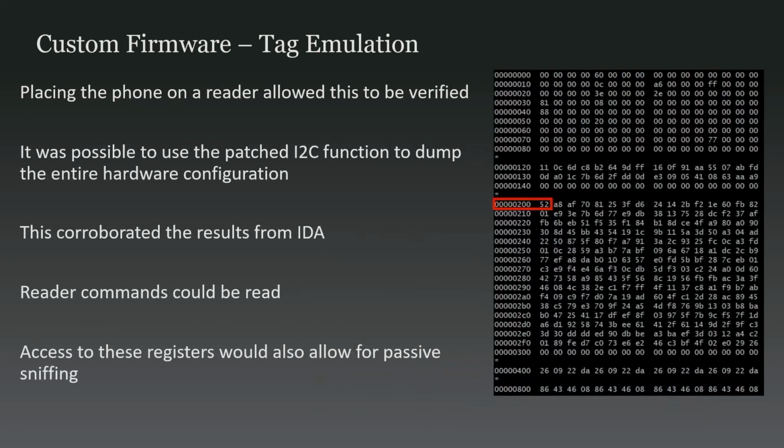I placed the phone on a reader and let it constantly run, and then started dumping from this hardware address using the I2C function that I'd implemented earlier. This corroborated my results from IDA and found that the reader was constantly sending wake-up commands, which are hex 52. This allowed me to also work out other things about the hardware registers, such as the size and certain other configurations I could dump out later. This functionality would allow me to do one-way passive sniffing as well as some other things. It was very useful for getting the emulation working.